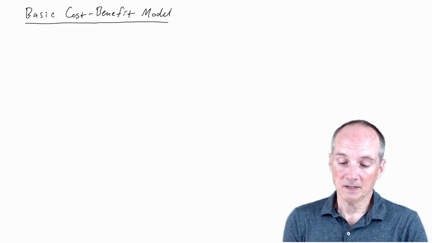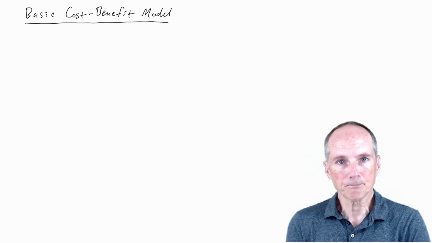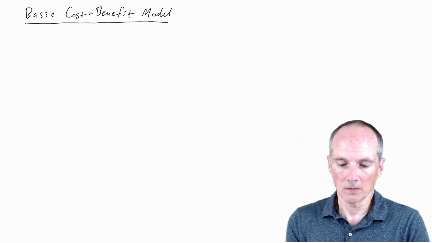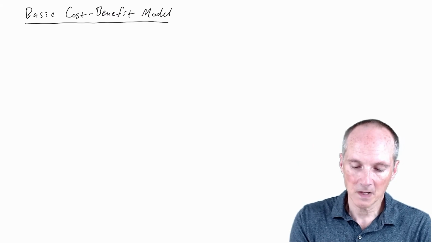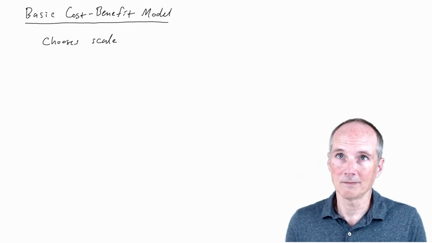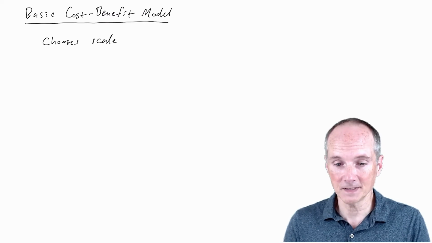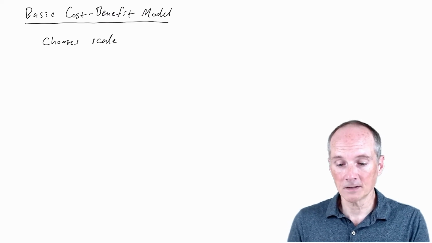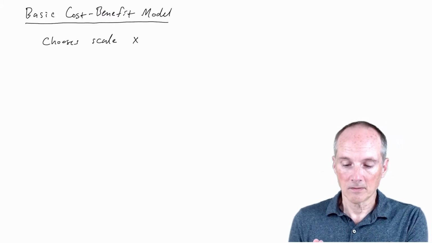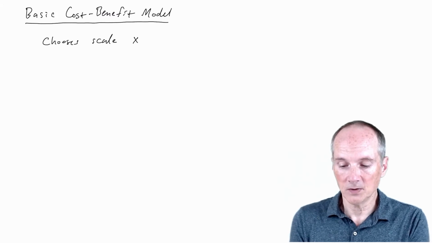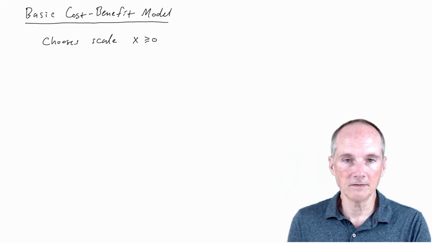I want to touch on several issues. But before I go to the issues, let me just present the model. So here we have a decision maker who chooses the scale of some project. You can think of it in different ways. It could be an effort that's exerted. It could be actual resources that are directed toward this project. Whatever that scale is, I'm going to denote it by X, and it's going to be a non-negative number.